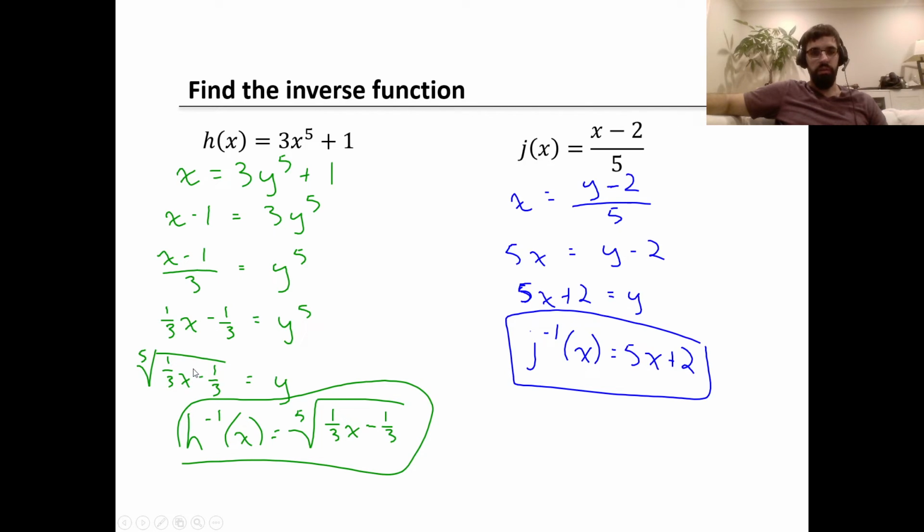At first it might look a little intimidating, but don't forget we're not actually trying to evaluate x. So it's okay that this thing looks nasty with fractions and radical signs, because our inverse function, we're just going to leave it like that. Fifth root of 1/3 x minus 1/3. And we're going to call it done. J of x we can simplify with the same process. In this case, our process is going to be multiplying both sides by 5 and then adding 2 to both sides.